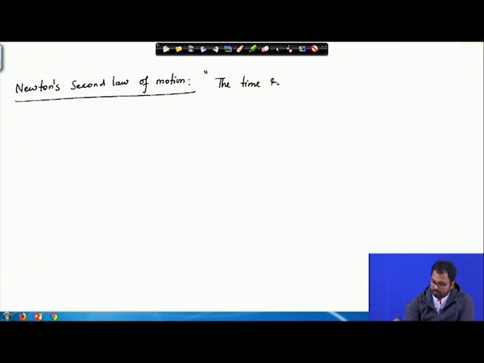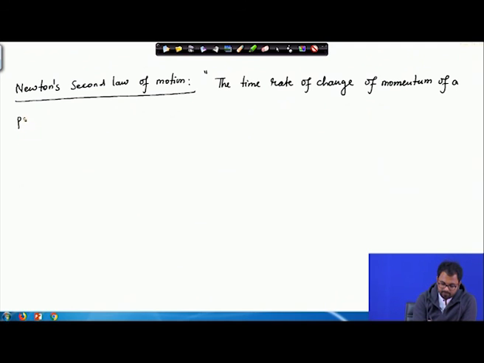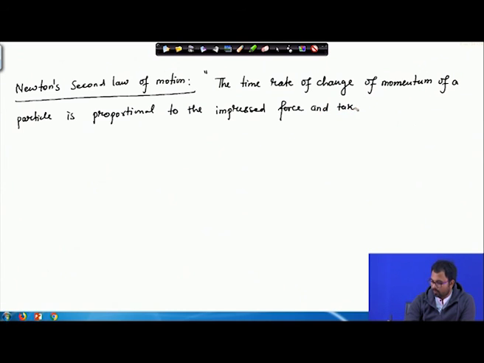The second law of motion says, the statement is: the time rate of change of momentum of a particle is proportional to the impressed force and takes place in the direction in which the force acts.